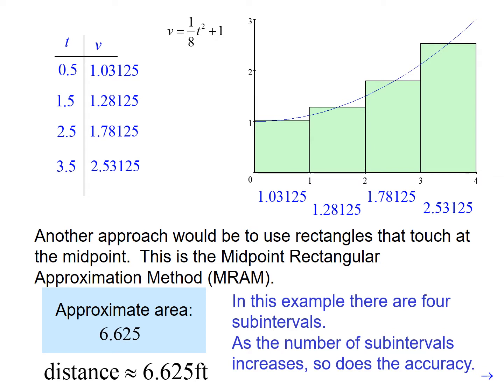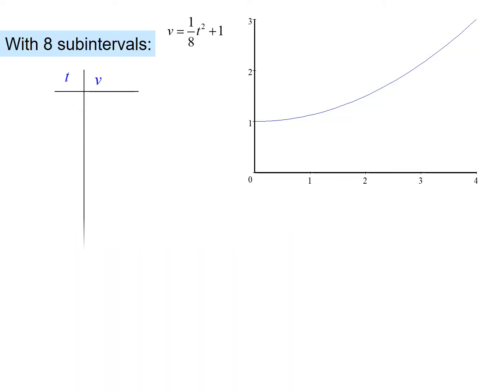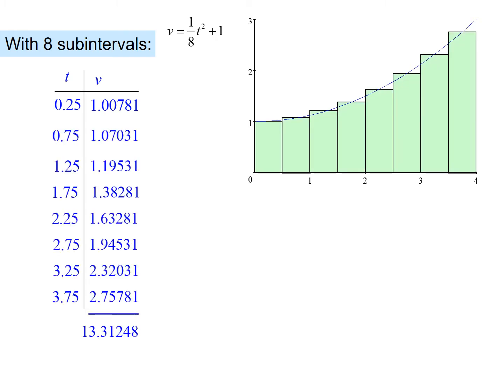Okay, so we've been using 4 subintervals. There's nothing that says we need to use 4 subintervals. We could use 8 or 16 or 1,000 subintervals. The more subintervals we make, the more little rectangles, those rectangles get narrower and our approximation becomes more accurate. So if we used 8 subintervals and we use MRAM, well, our first subinterval goes from 0 to 0.5. Halfway between there is 0.25. Then we go from 0.5 to 1, so we plug in 0.75, and so on. We end up with 8 rectangles.